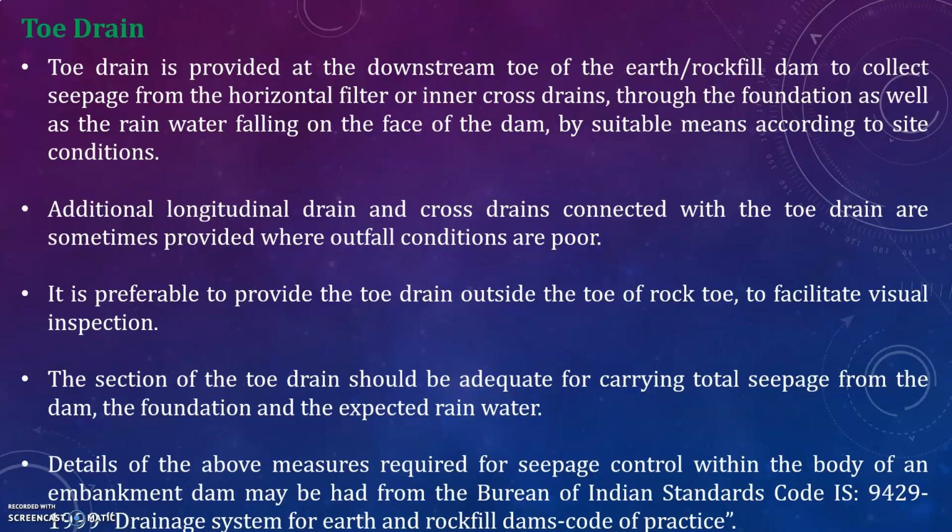It is preferable to provide the toe drain outside the toe of a rock toe to facilitate visual inspection. The section of the toe drain should be adequate for carrying total seepage from the dam, the foundation and the expected rain. The above measures required for seepage control within the body of an embankment dam may be had from the Bureau of Indian Standard Code IS 9429:1999, Drainage System for Earth and Rockfill Dams, Code of Practice.